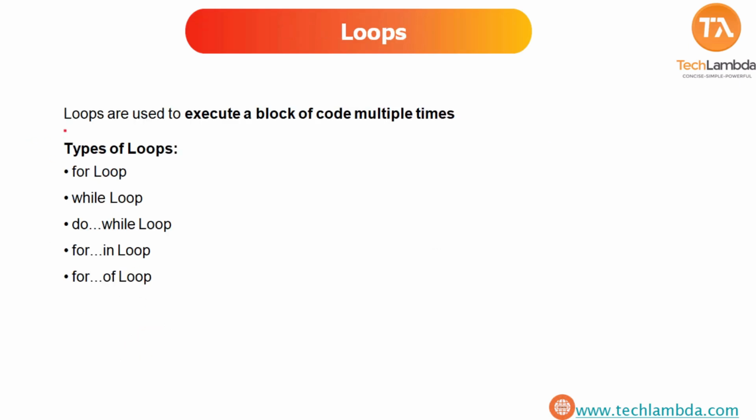So what are loops? Loops are used to execute a block of code multiple times, right? The types of loops are: for loop, while loop, do while loop, for in loop, and for of loop. So these are the types of loops.